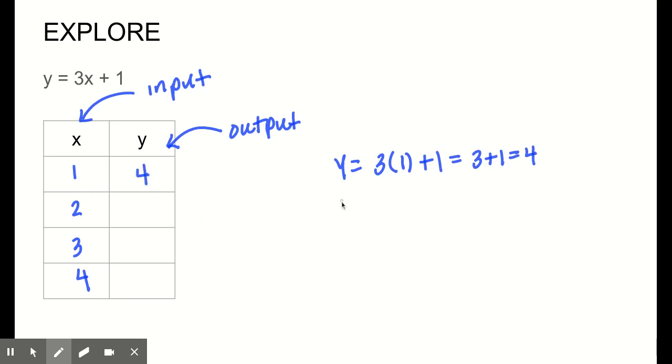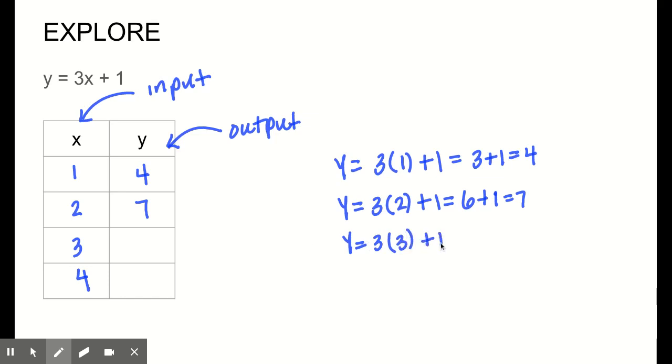When x is 2, that's our new input value. We have y is equal to 3, we input 2 for x, we get 3 times 2, which is 6, plus 1, and that gives us 7. Y equals 3 times 3. Input value is 3. That gives us 9, plus 1, which gives us an output of 10. And lastly, we have y is equal to 3 times 4 plus 1. 4 is our input, and our output here is 13.